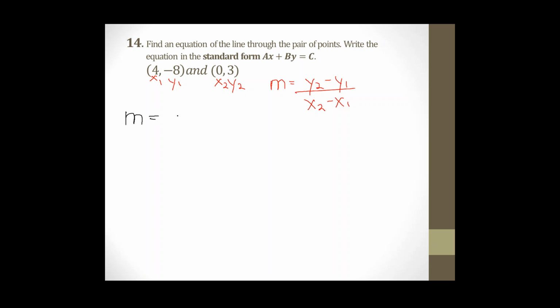So m equals my y2 is 3, my formula says minus, and then my y1 is negative 8. Then my x2 is 0, and my formula says minus, and my x1 is 4. I simplify this, and I'm going to get 3 plus 8 over negative 4, and that is 11 over negative 4.